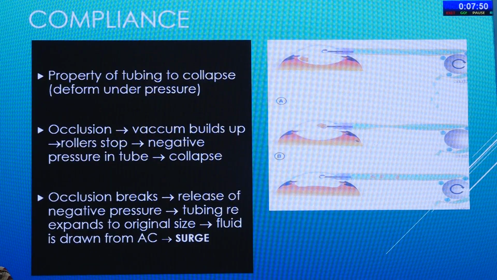In this diagram I'm just explaining, as you see in the picture, first you have a piece, and we have this peristaltic pump rolling.